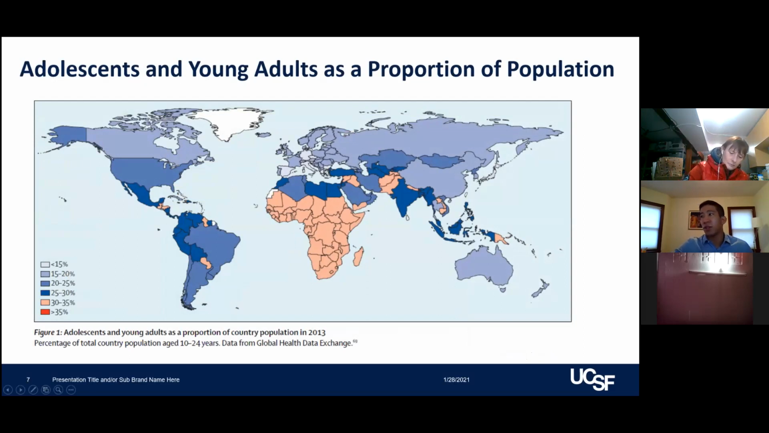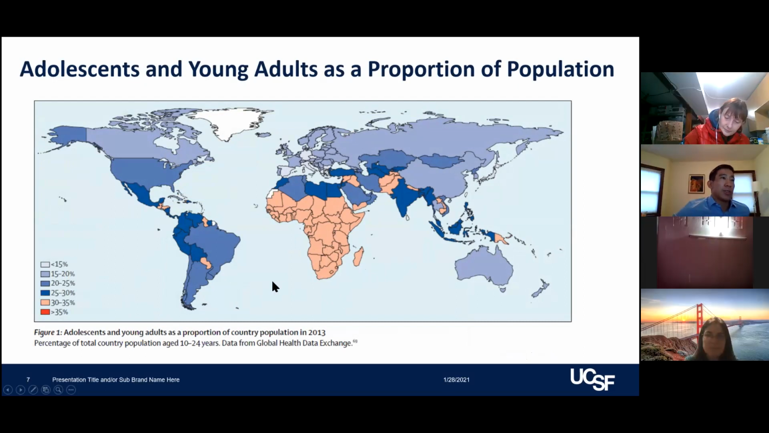I also just wanted to talk a little bit about adolescents as a proportion of the population. I thought this was kind of an interesting graph. This is from the Lancet Commission on Adolescent Health. It shows the percentage of each country's population that are adolescents or young adults, so the broader range from 10 to 24.